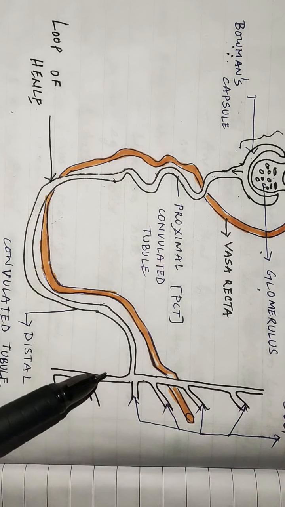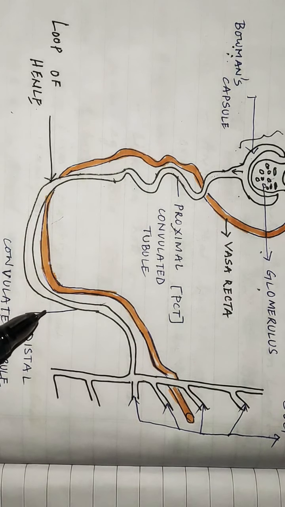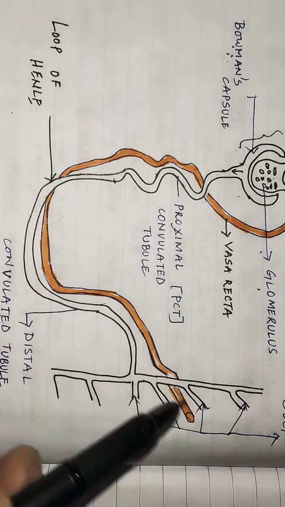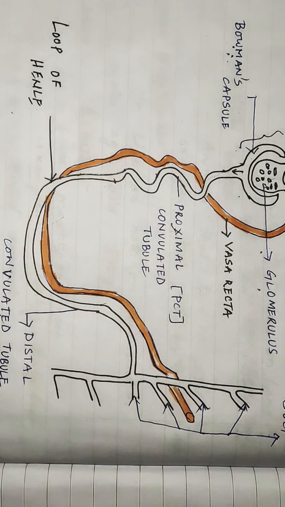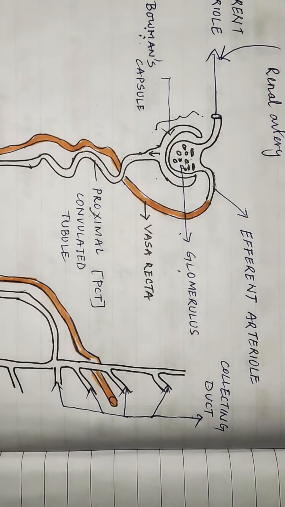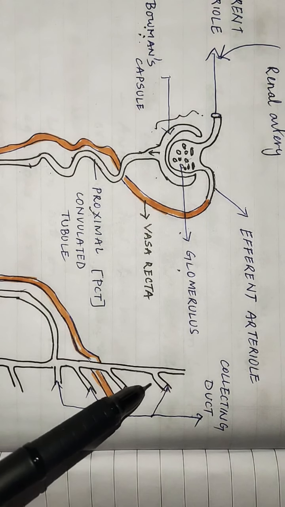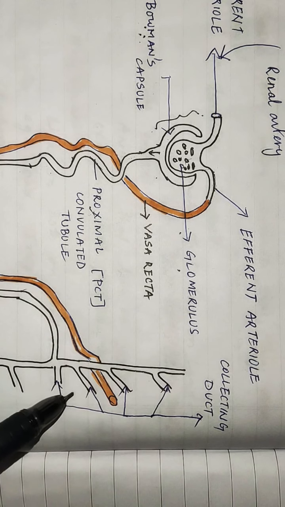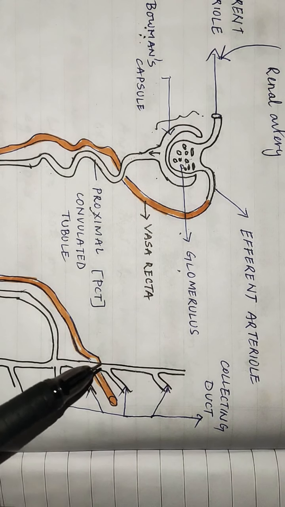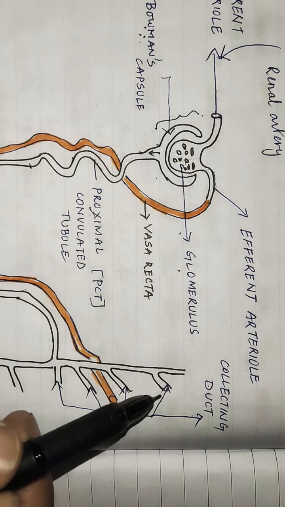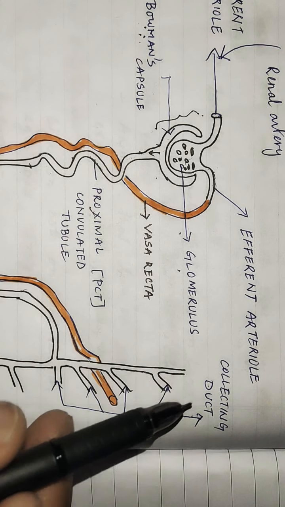Next, the distal tubule is a highly coiled part found in the cortex. It opens into the collecting tubule. These are the open ends, and this is the last end. The open ends of so many nephrons open into a wider tube called the collecting tubule or collecting duct.